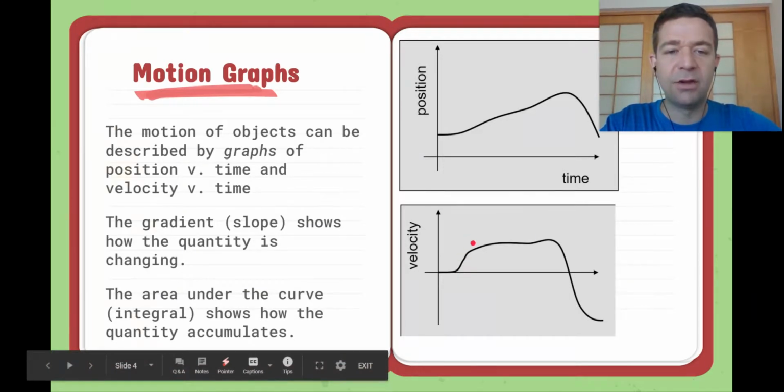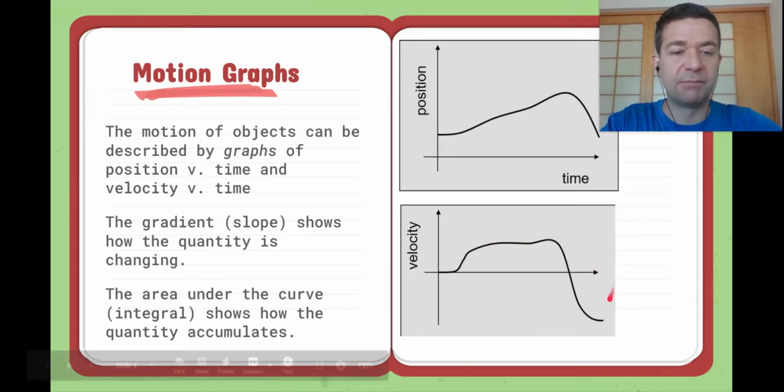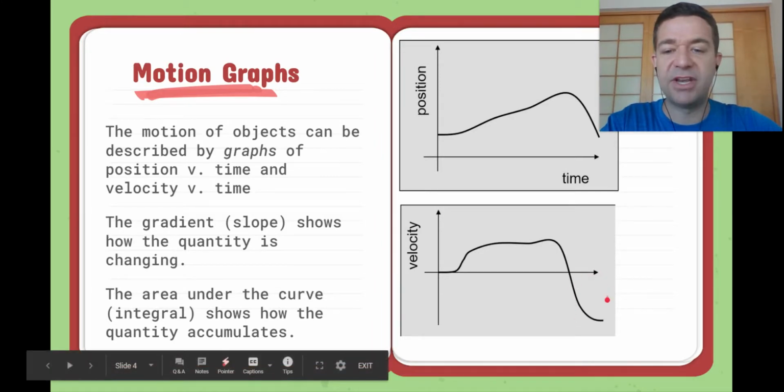On the other hand, if we look at the integral, we're looking at the area underneath the curve. And by that I mean, what is the region that sits between the graph and the axis? If that's above the x-axis or the time axis, you have a positive area. And if it's below the axis, we have a negative area. And that's going to show how the quantity accumulates with respect to time.